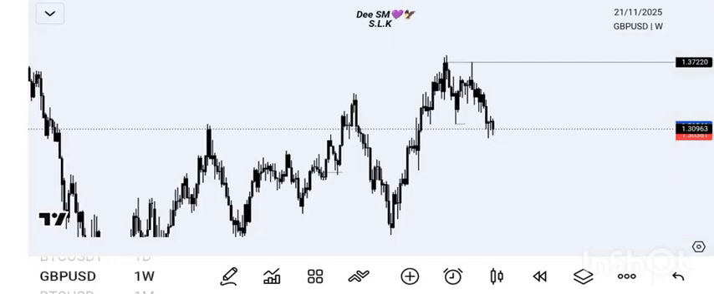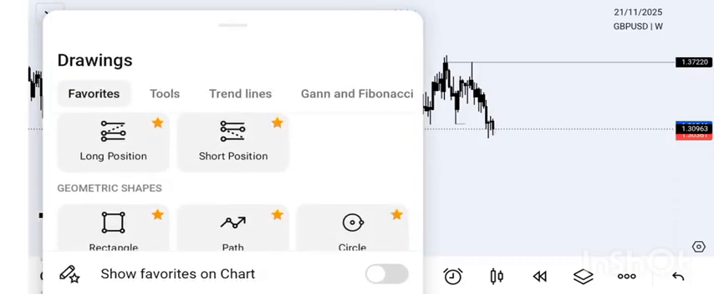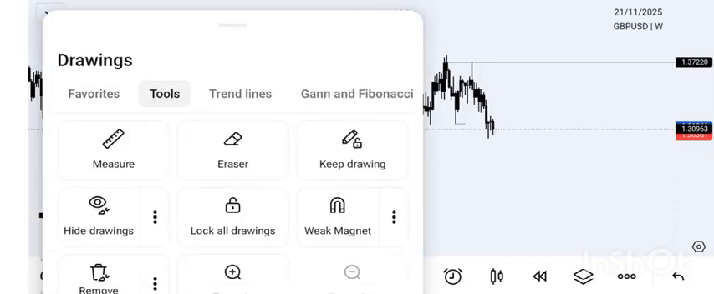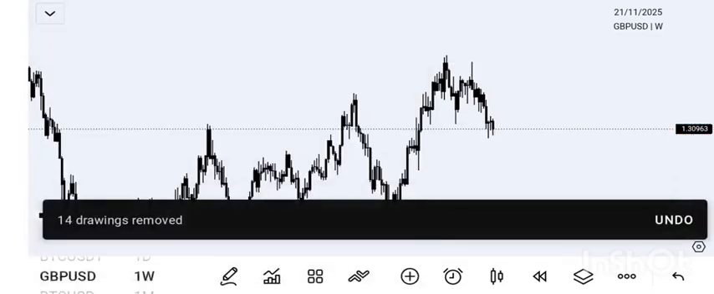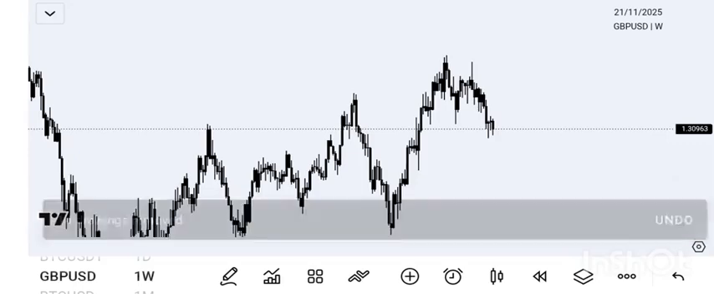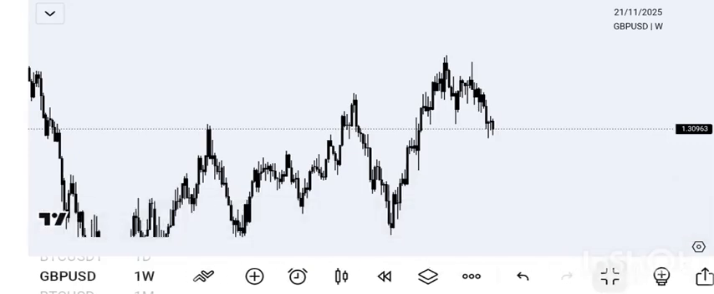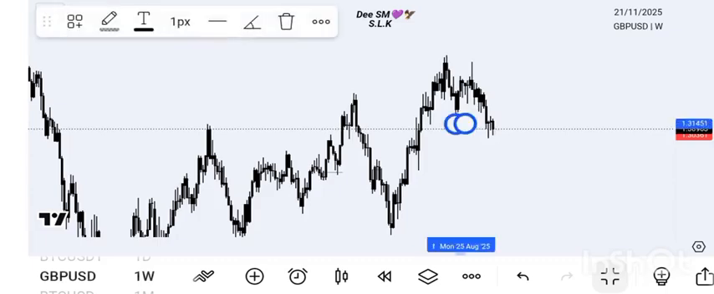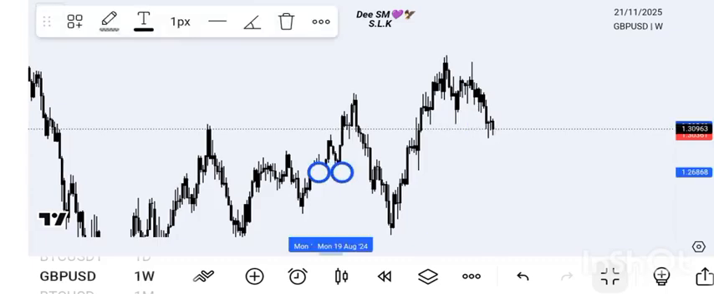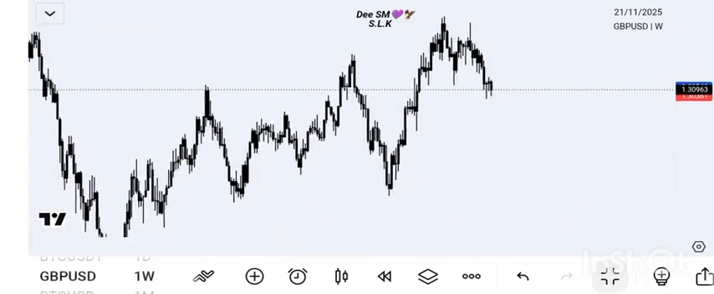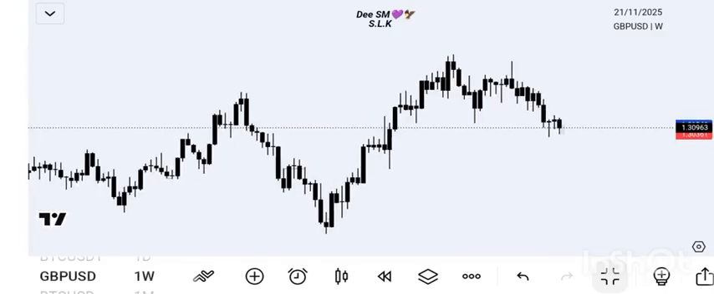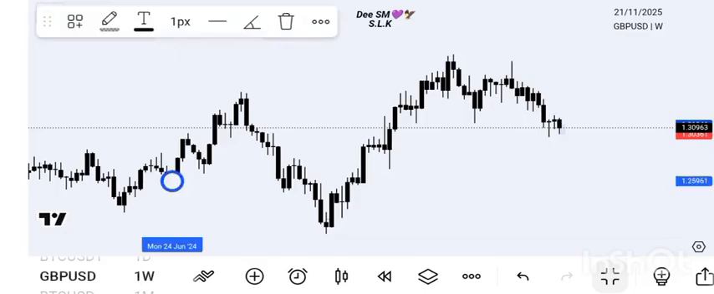Then back to what I was saying. Let me clear my charts. Remove all drawings. Don't mind the color of my charts. Yeah, just delete. I think that's all.